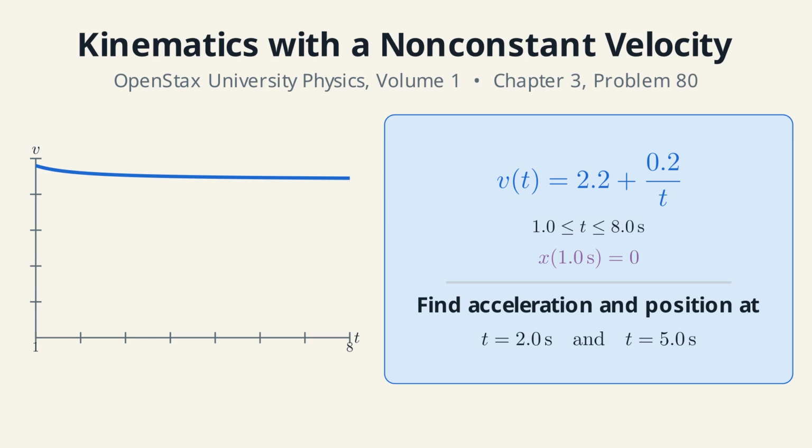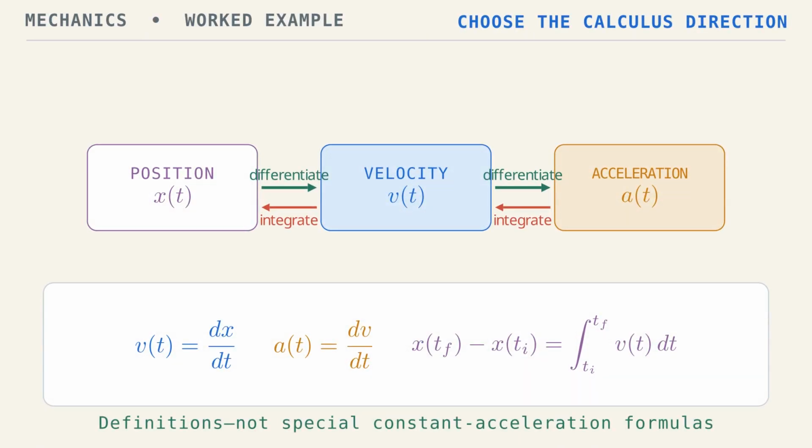Because the velocity changes with time, the constant acceleration formulas are not the right starting point. We need the defining calculus relationships among position, velocity, and acceleration. The direction of the calculation matters.